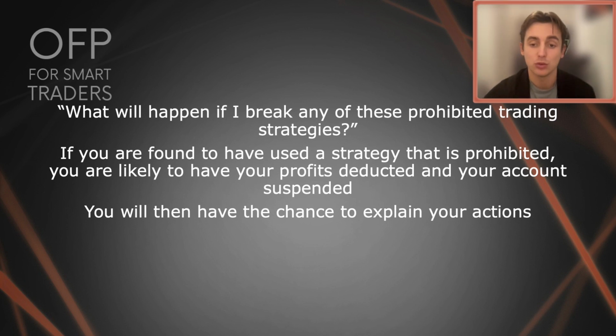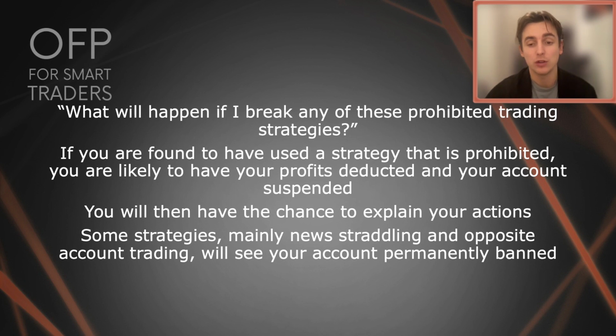However, if you're not found to have adequately explained it, then there are two potential things that happen. You're either able to carry on trading on the same account, simply with your profits deducted, or you will see that your account is closed. Now, when it comes to closing the account, again, there are two potential avenues. If you are found to have used an expert advisor, so an EA, then whilst your account is closed, you are more than welcome to open up another account with OFP in which you do not use an expert advisor. However, if you do something such as opposite account trading or news straddling, then in this case you are permanently banned from OFP and you will no longer be allowed to trade.